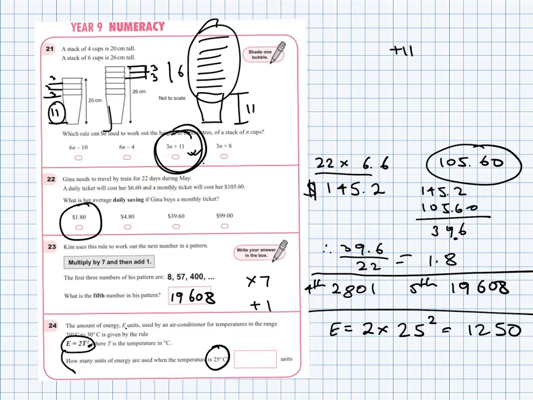1250. So 25 to the power of 2, you can go 25 times 25 if you don't know how to use the power. Because this number here, 2, pretty much is saying that 25 is multiplied by itself twice, and then you should get the same answer. Okay, next page.